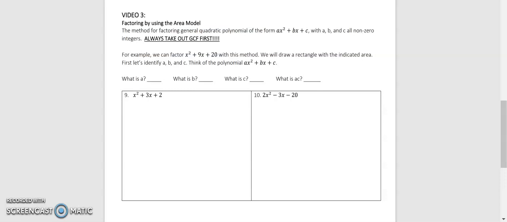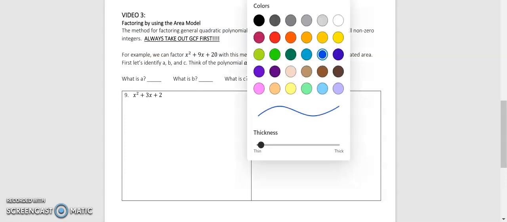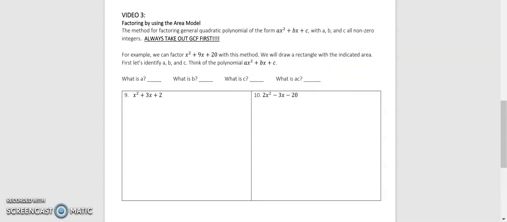Alright, in this third and final video, we are going to be looking at factoring using the area model. This is almost like a reverse way of factoring, in terms of what you multiply using the area model. A big thing to always remember is to take out the GCF first. We just talked about the GCF in video 2, so you want to start there with any factoring problem that you go forward with.